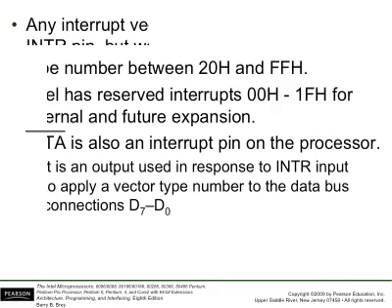The first 32 are reserved by Intel. So that's why we have this number 20 in hex. So starting from this 20 hex number all the way up to FF, that's the actual number we can use as user-defined interrupts.